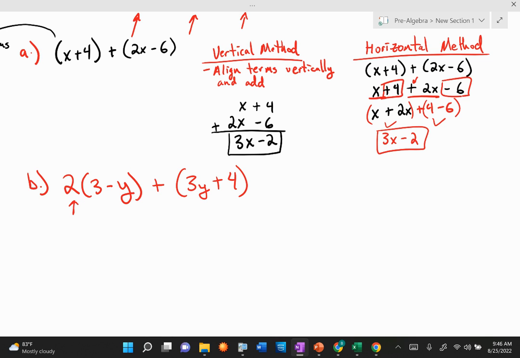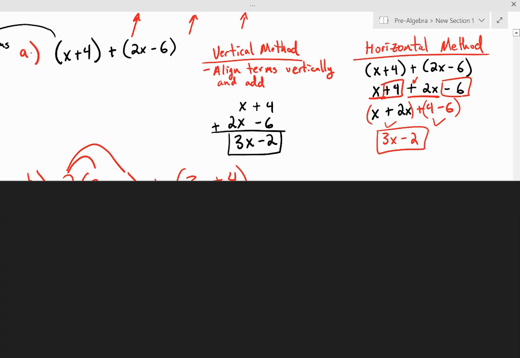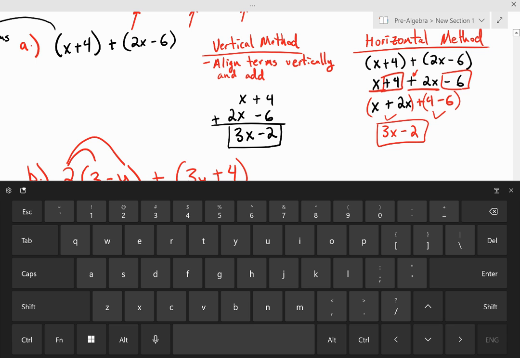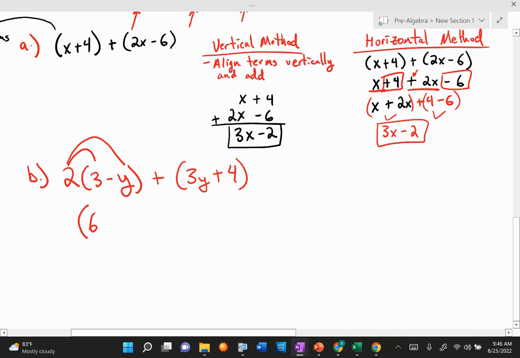Does anybody remember how to do this? It's okay. Okay, it's real easy. You're going to multiply it to each term individually. So I'm going to take 2, multiply it to 3. What's that give me? 6. I'm going to take 2 and multiply it to negative y. Whoa. Never mind. And it broke my tablet.